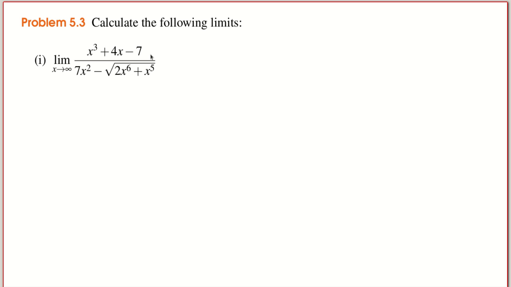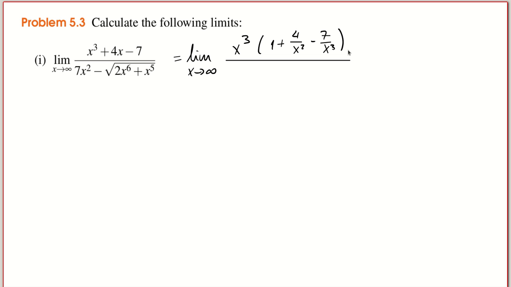Well, this is a polynomial and it's easy. The leading term is this one, is x cubed, the highest power. So we factor it out, right? That's x cubed. And then you have 1 plus 4 divided by x squared minus 7 divided by x cubed. This way, you can see that this is the only term that is relevant, because in this limit, this is going to go to 0 and this is going to go to 0. So this limit goes to 1.